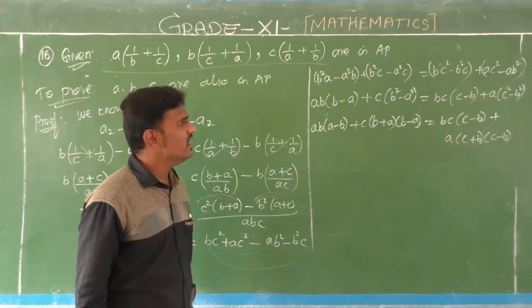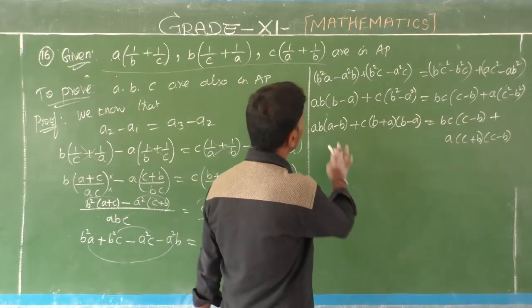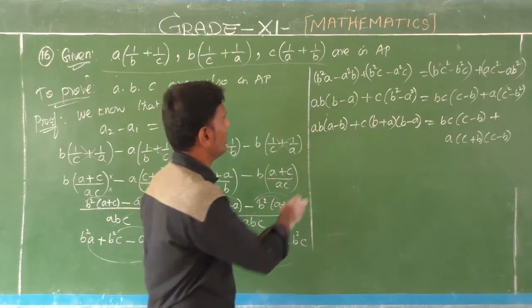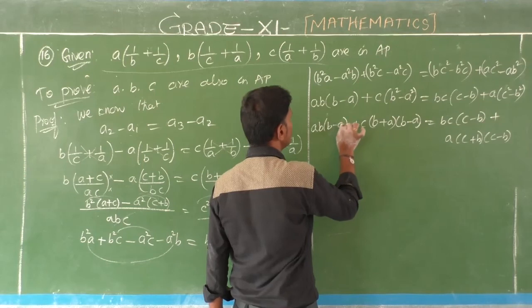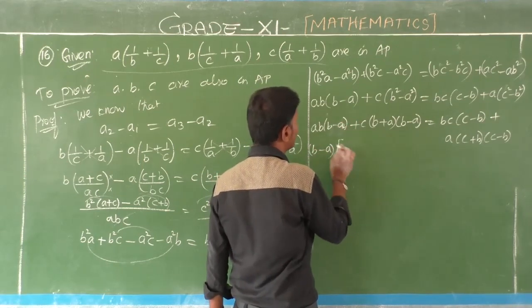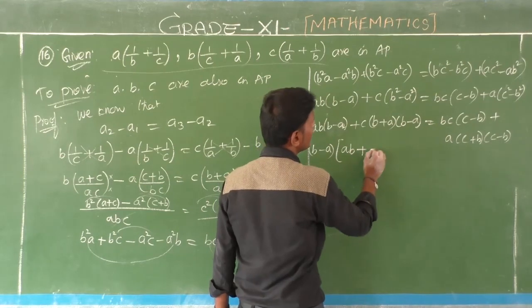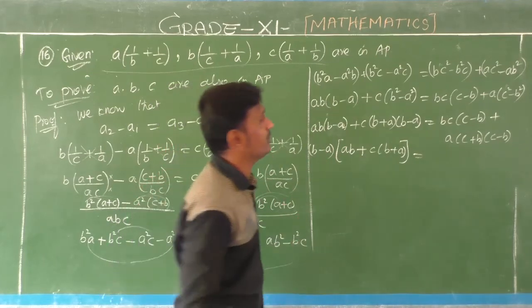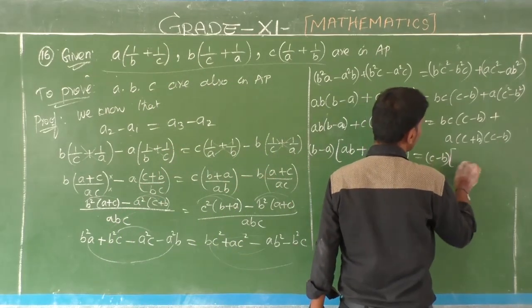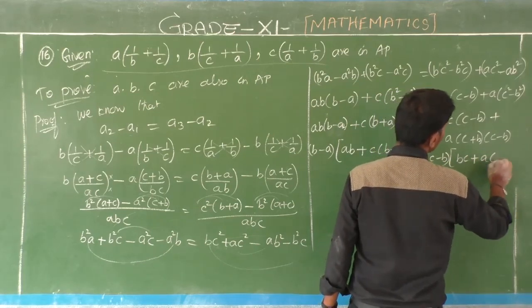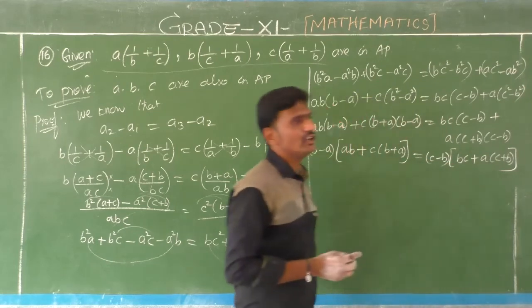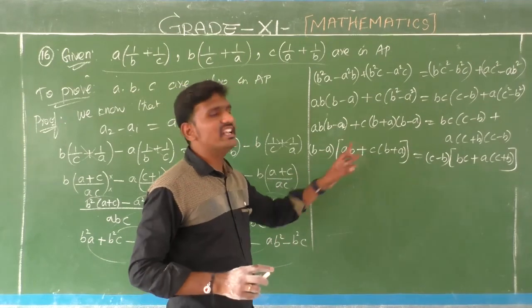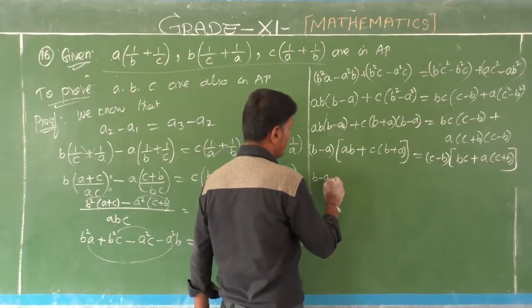Yes, student. See, look at that. You have common term on the left side, B minus A. So I'm taking B minus A as common, which means I have remaining term here AB plus C into B plus A. And right side you have common term of C minus B. Yes, students. So I'm taking C minus B as common, meaning BC plus A into C plus B. Yes, student.